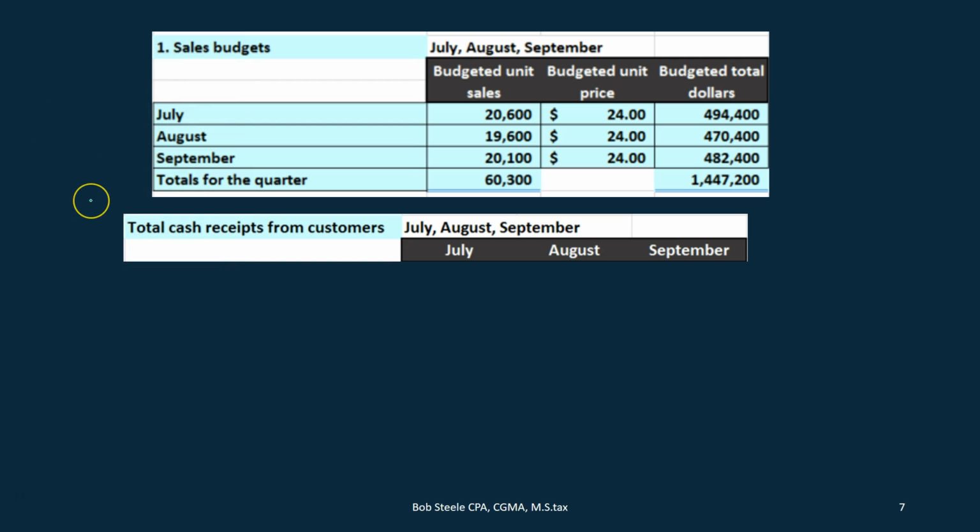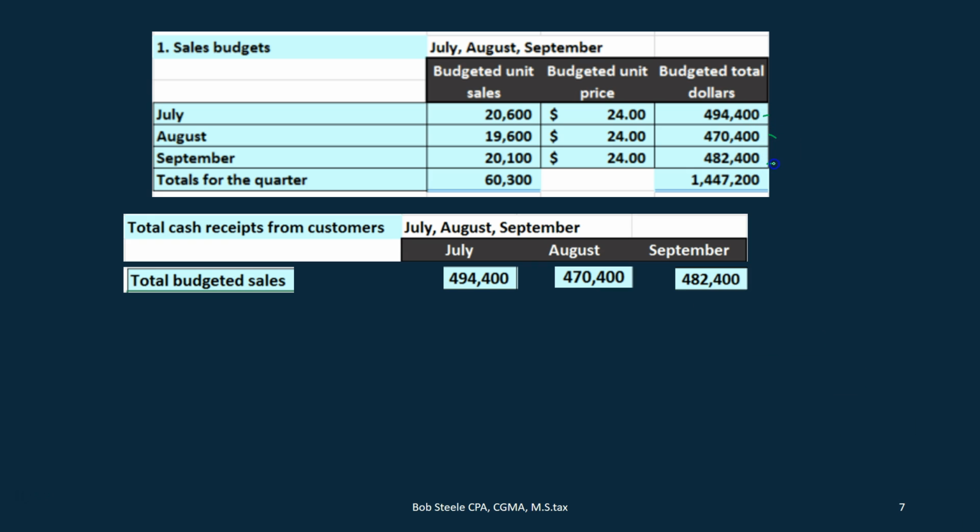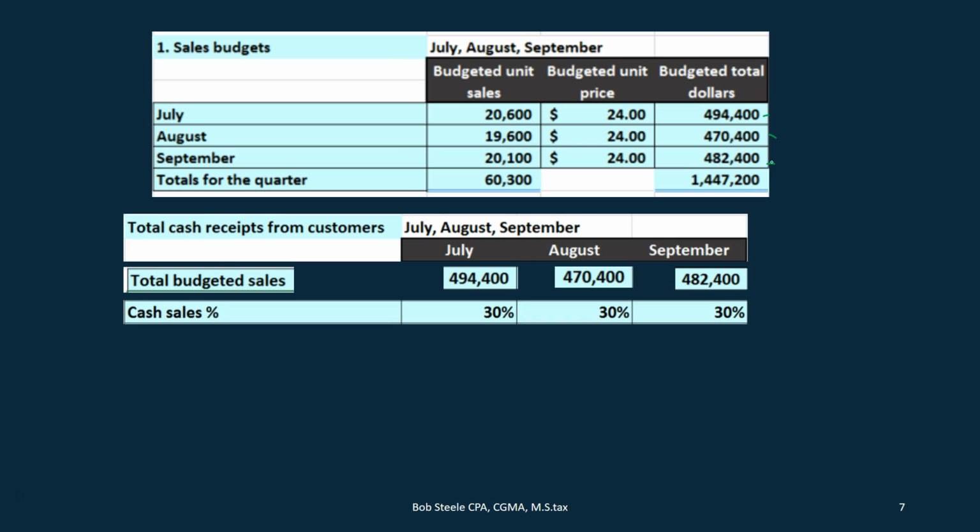Alright, so we're going to take a look at some quick cash calculations before we get into the actual cash budget. We're going to look at the total cash receipts from customers, and we're going to be using the sales budget, part 1 of our budgets, in order to see what that number would be. Alright, so we have the total budgeted sales. We said we're just pulling these numbers over. Was the 494,400 for July, was the 470,400 for August, and it was the 482,400 for September. And then what we need to do is figure out how much of those sales are on account, how much of it was for cash versus the sales that we're going to receive AR for.